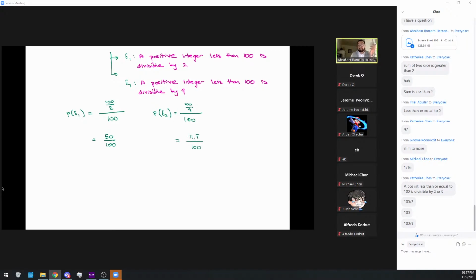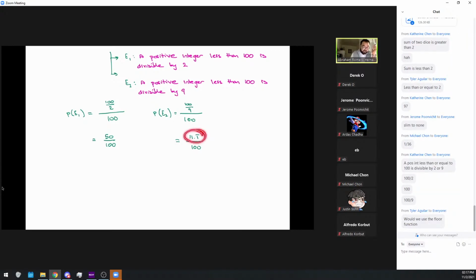The problem is this shouldn't be a decimal, because there's no such thing as 11.1 numbers. Right, we're going to have to use the floor function. And that's the general thing with these: you want to use the floor function. Now, why the floor function and not the ceiling function? Why not the ceiling function? Why the floor function?